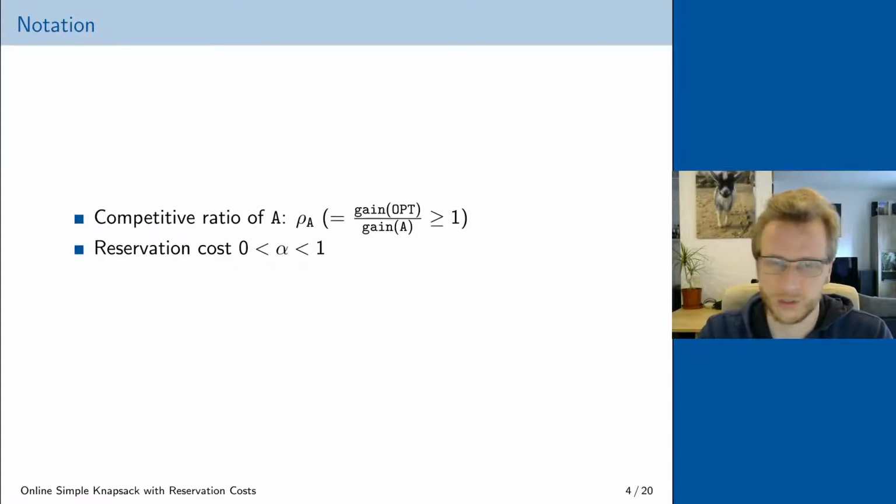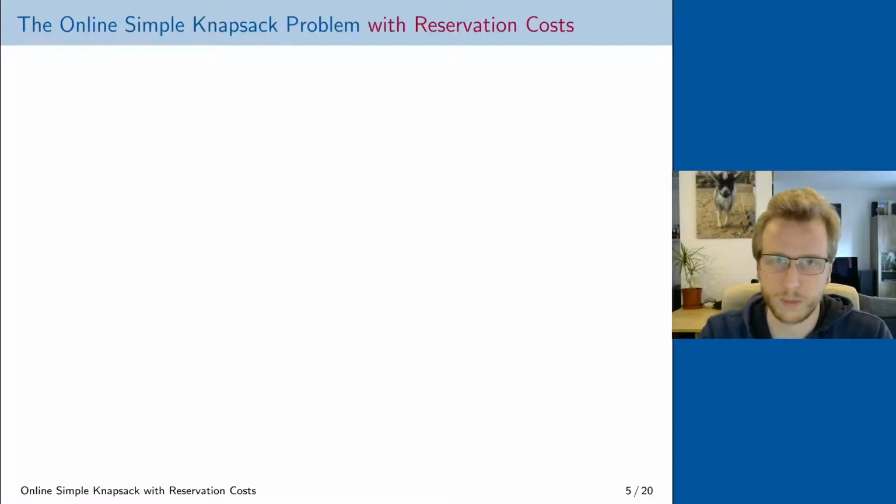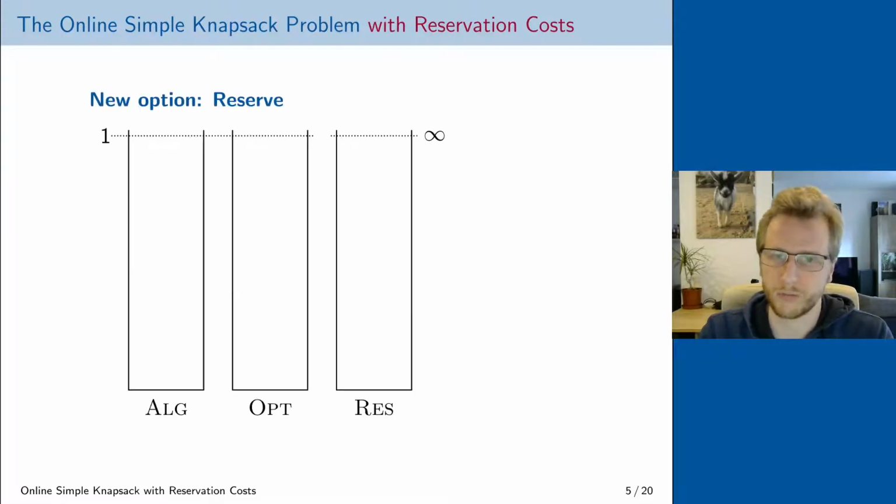So what is the deal with these reservations? Well, we basically extended this basic decision model of either packing or rejecting by a third option. And this third option is reserving items. So you could imagine that we now have a third bucket, or knapsack of infinite size, you could call it, for example, a reservation depot, into which we can now preliminarily pack items of which we are not sure if we want to pack them finally or not.